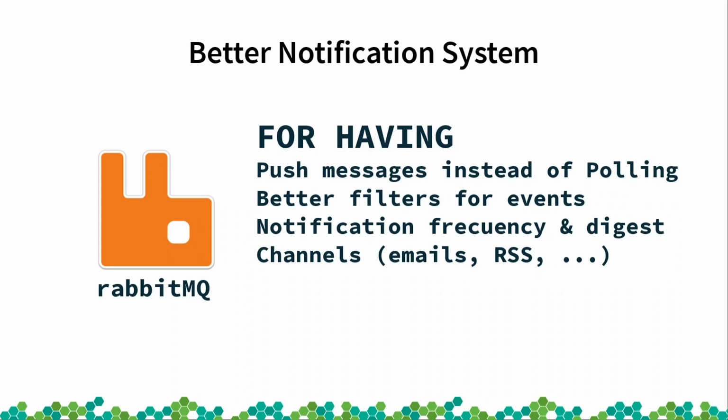Besides that, we have thought about having frequency like before, and also having a digest instead of just sending a notification each time. So maybe once a day you have all the things inside and then you just read them. We want to have more channels even, so not only email or RSS, maybe others, we have to figure out what. But the good thing is that, based on a message bus, we can talk to other tools, not only people, right?